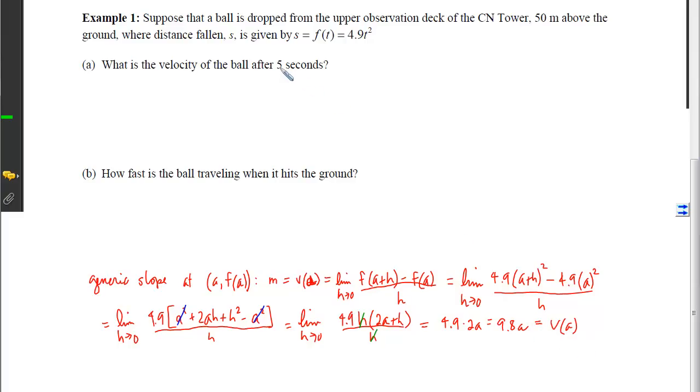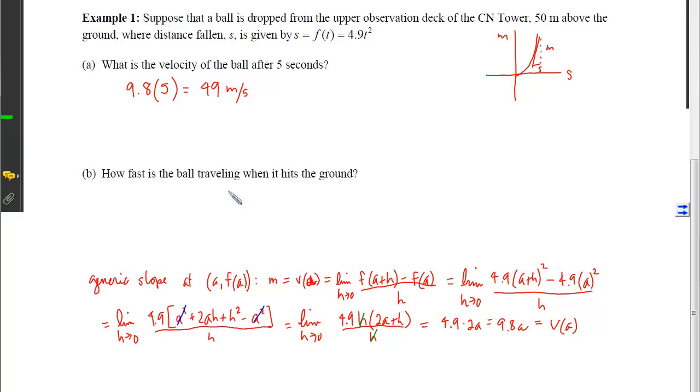So if I want it after 5 seconds, I can just do 9.8 times 5, and I'll end up with 49. And let's also keep in mind that we've got this function, 4.9 t squared, that's measured in meters and seconds. So a slope on that curve is going to be a rise over a run, which is going to be meters over a second. So we get meters per second, which sounds an awful lot like a velocity. So we know we're in the right place.